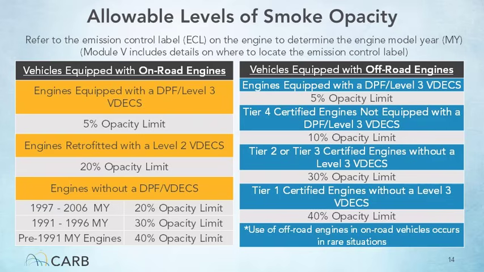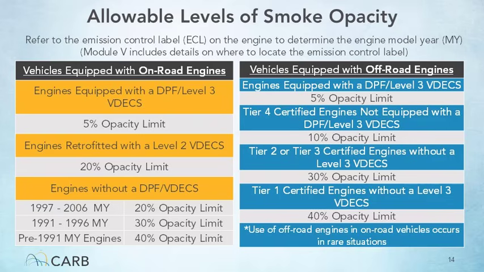Allowable levels of smoke opacity are shown in these 2 tables and differ by model year and whether they are an off-road or on-road engine. The calculated average of the 3 official smoke tests must be at or lower than the allowable smoke opacity level for the tested vehicle. An average opacity level at or below the allowable opacity limit is considered a passing test. Otherwise, the vehicle is in a non-compliant state and has failed the test.